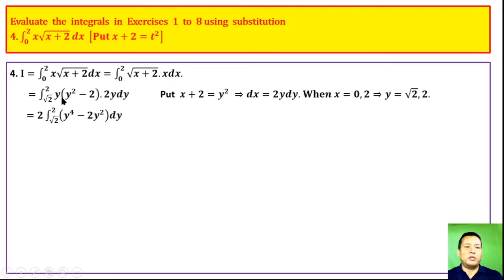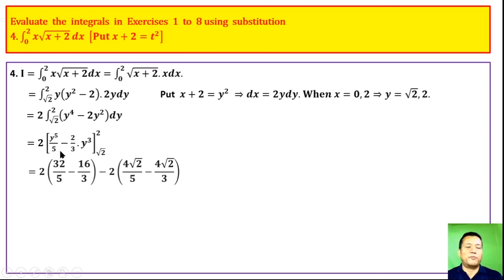Multiplying by y square within the bracket, we get this. Applying the power rule, the integral of y power 4 is y power 5 by 5, and for y square we get y cube by 3, bounded by square brackets. Using the fundamental theorem of integral calculus, y is replaced by 2, we get this, and minus y replaced by root 2, we get this. Evaluating these two values, we get this, which is the value of the given definite integral.